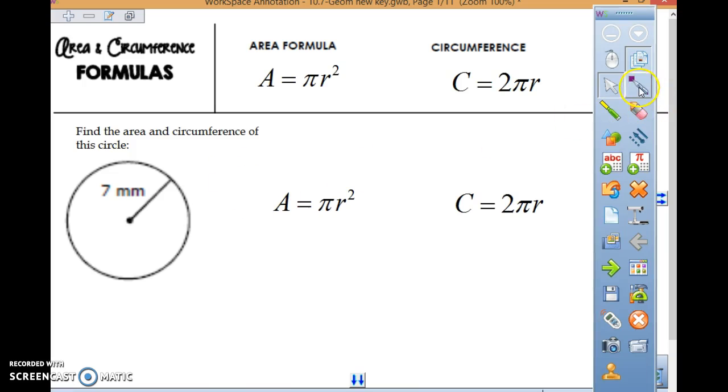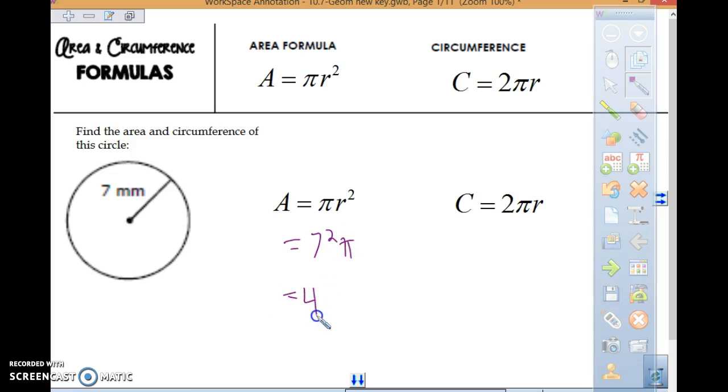So let's try an example. Here's a circle with a radius of 7. To find the area, we're going to take our radius squared times pi. So that would be 7 squared times pi, and most of the time we'll be leaving our answer in terms of pi. So our answer would be 49 pi units.